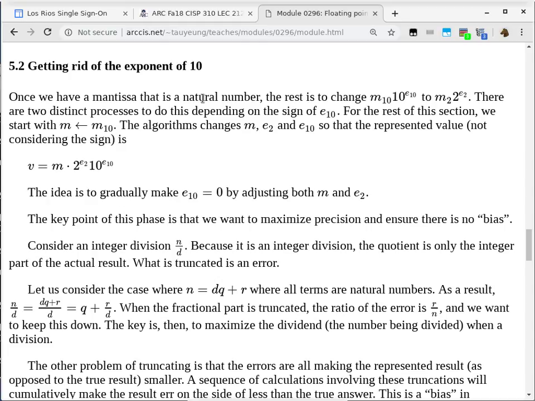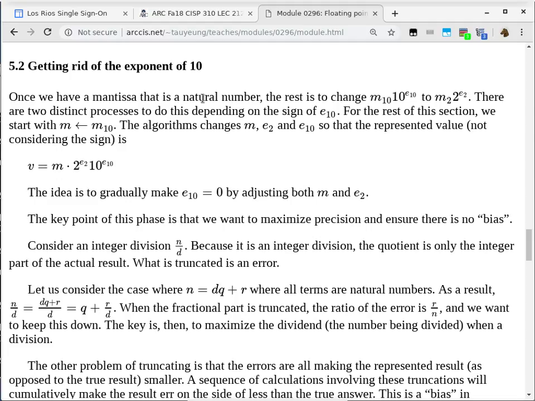The constraint is M has to be an unsigned integer, and e2 also has to be a signed integer. So those are our constraints. But we want to maintain v as closely as possible to the original v. Sometimes it's not possible, okay? But we want to make it as close as possible. So those are the objectives and constraints of what we are trying to do.